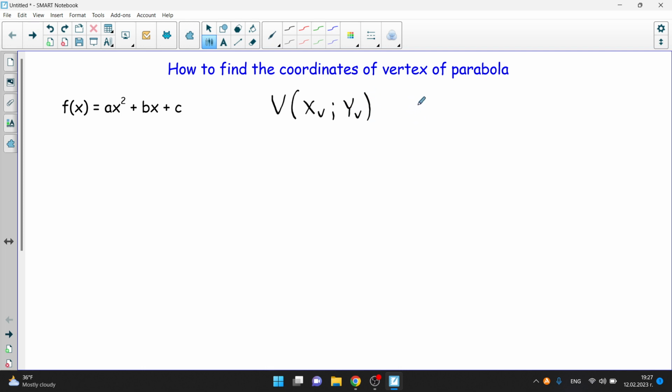To find these coordinates, we must first find xv, and this is minus b over 2 times a, and the second coordinate yv we can find by replacing the x coordinate in the function.